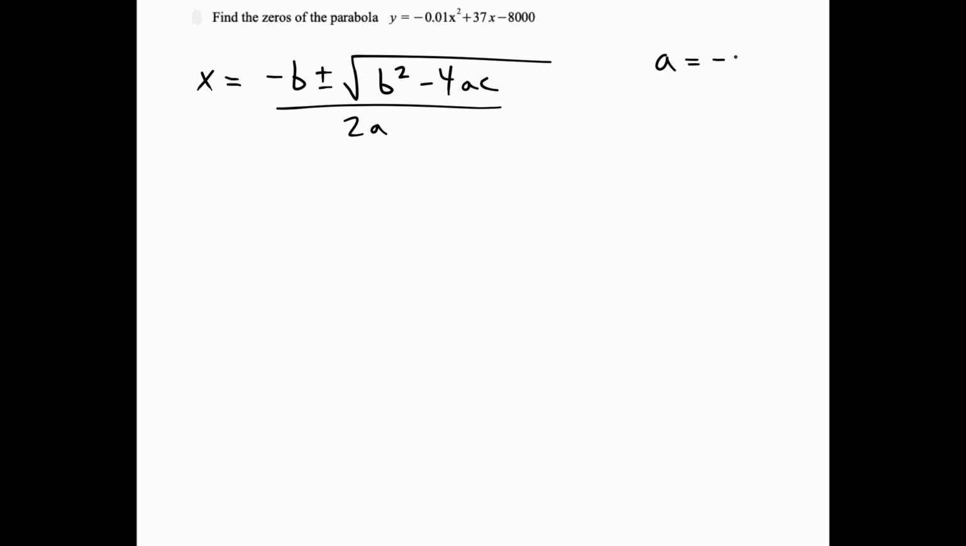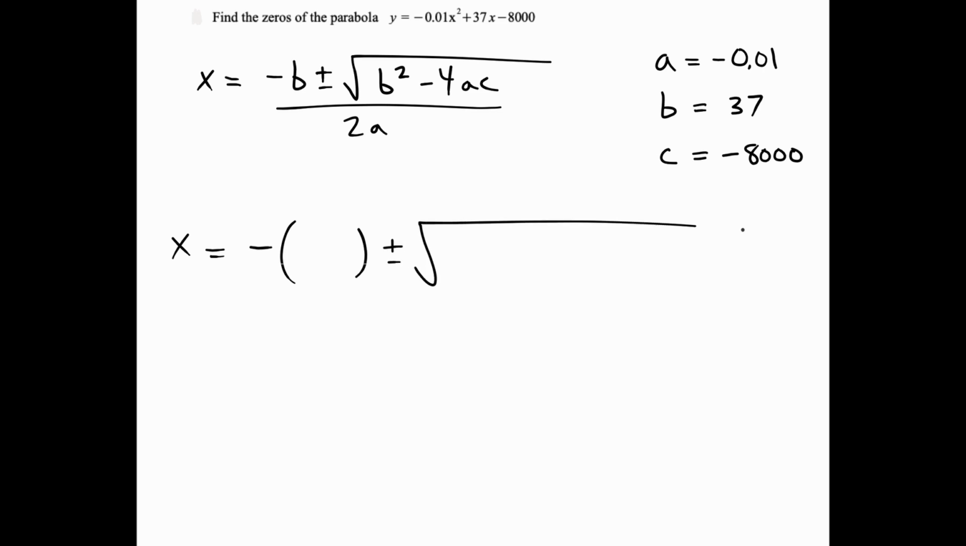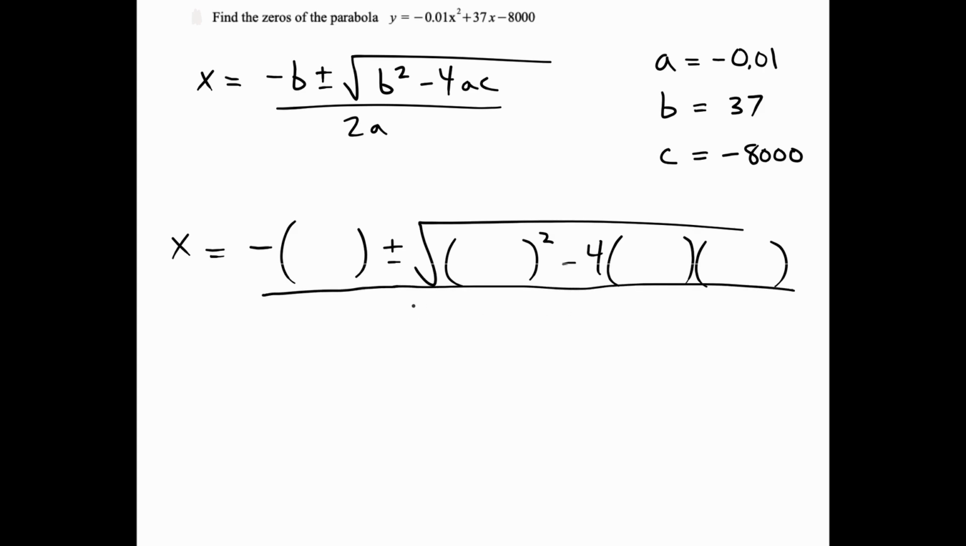A is going to be the number attached to the x squared, so that's negative 0.01. B is going to be 37, and C is negative 8,000. Alright, so what I always do is I leave open parentheses for me to plug in the different values for the variables, and I just rewrite the entire quadratic equation before I plug them in. Alright, now I'm ready to plug them in.